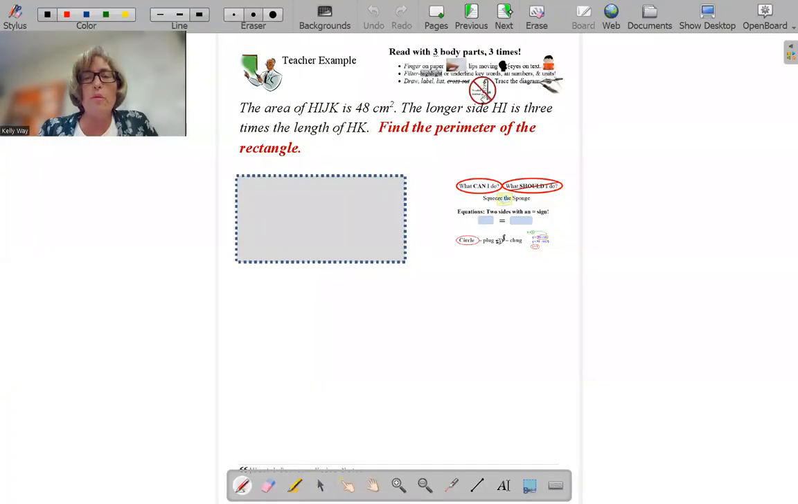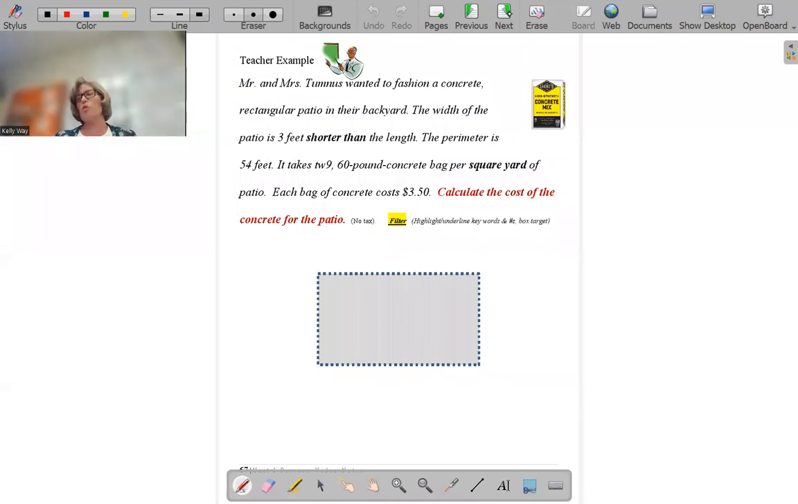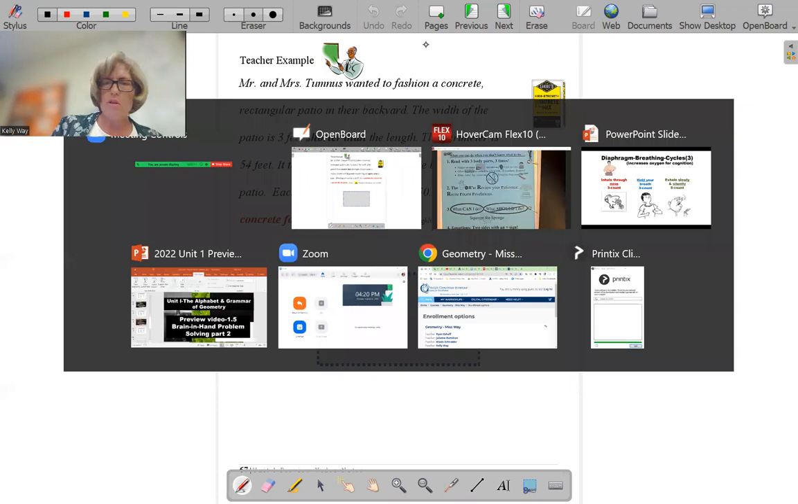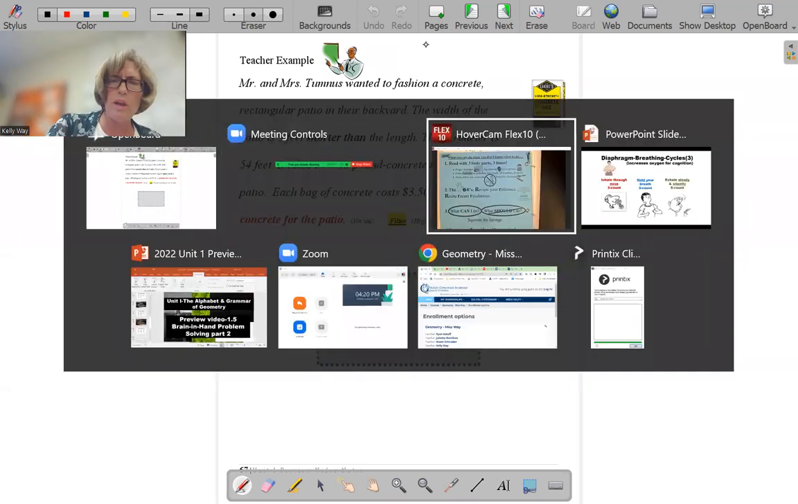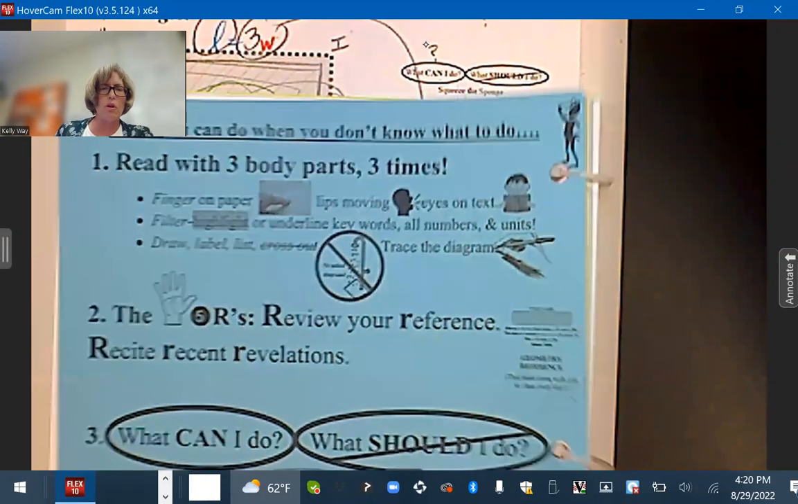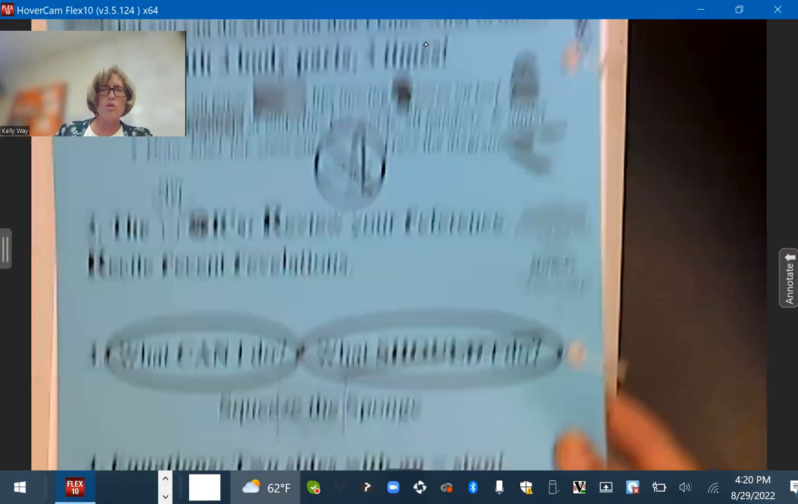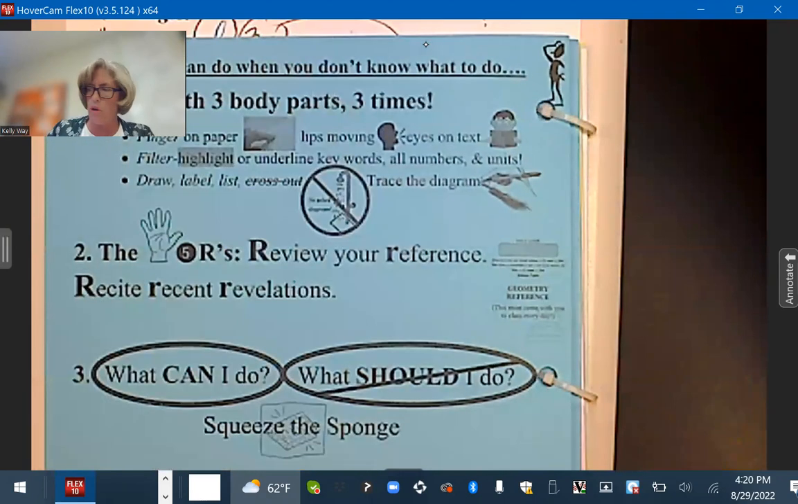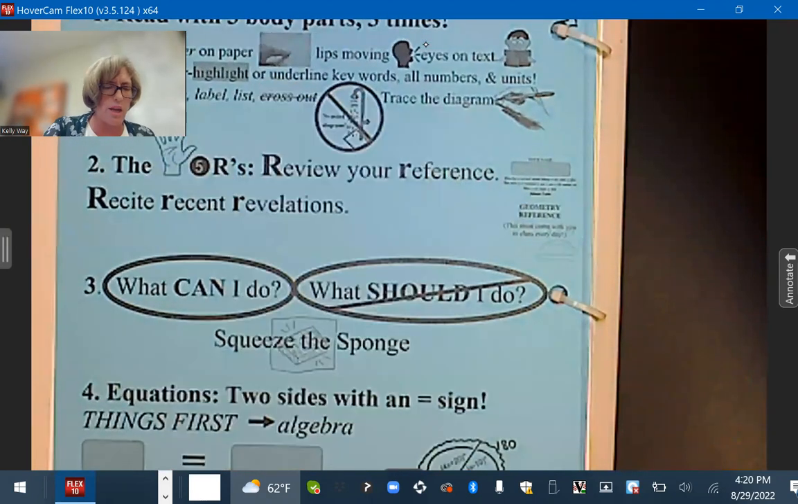Now that's a review from the previous lesson. We're going to take it one step further and do a bit more complicated stuff, more real life stuff. We're still following the same process. I highly recommend you get your reference booklet out and turn to this page in the inside. Keep this page right where you can see it. What are the 5 things you can do when you don't know what to do? Keep that right where you can see it underneath your nose at all time.